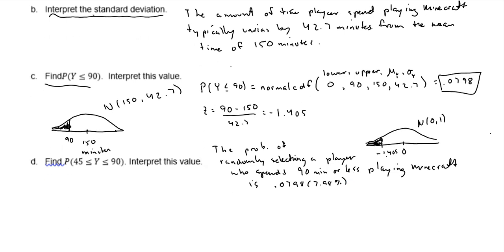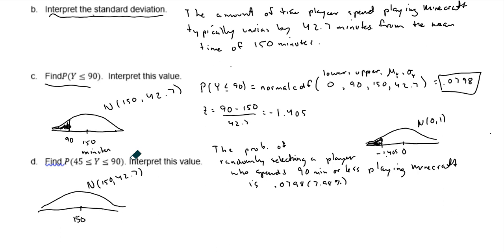Now, we have one more question we want to answer here, and you can figure this out. We can go through here and do the same thing. All right, we have normal. We always want to label our graphs here. So we have 150 as our mean, 42.7 as our standard deviation. This is our 150. And we're talking about the probability of randomly selecting a player who spends between 45 minutes and 90 minutes.